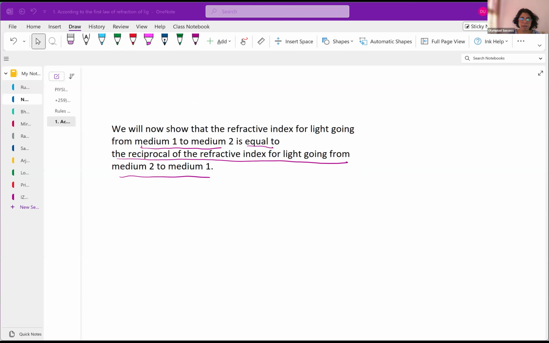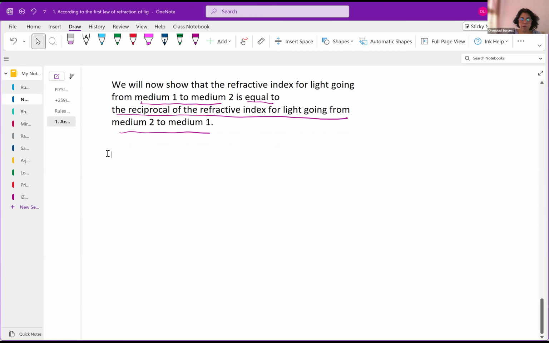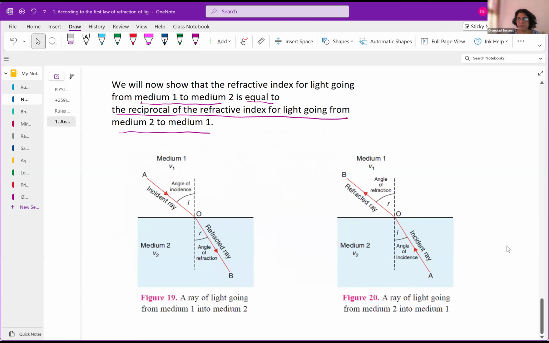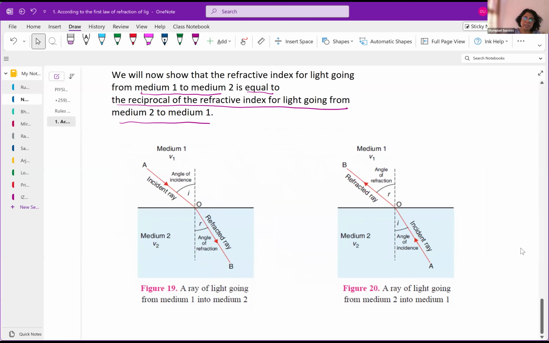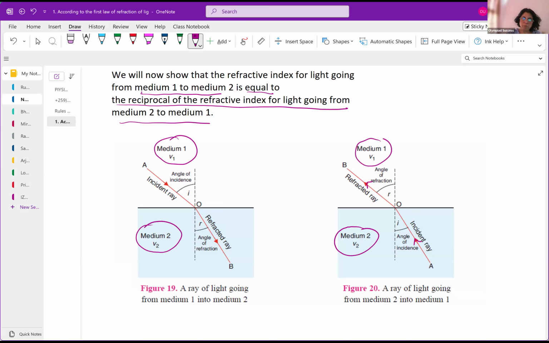One is a figure of light going from medium 1 to 2, which is figure 19. And the second figure is the ray of light going from medium 2 to medium 1. V1 is the velocity of light in medium 1, V2 is the velocity of light in medium 2, and here the arrow is on this side. A simple derivation. First draw the picture and then I will show you. So let the speed of light in medium 1 be V1 and the speed of light in medium 2 be V2.